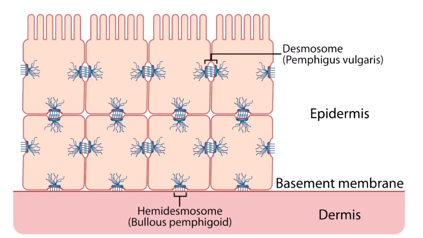Recall from our previous image that desmosomes are the structures that provide cell-to-cell adhesion. Therefore, when the antibodies destroy the desmosomal complexes via a type 2 hypersensitivity reaction, keratinocytes separate from each other and lead to intraepidermal splitting and the formation of fluid-filled blisters.